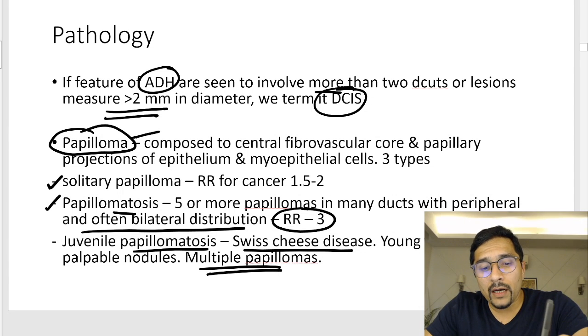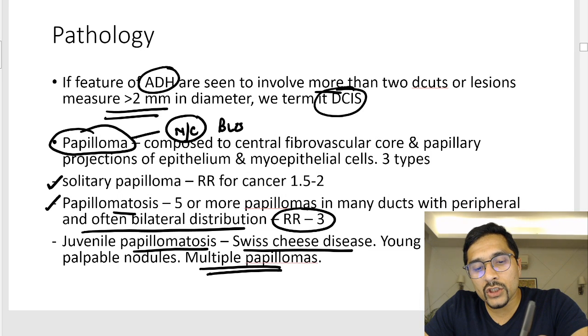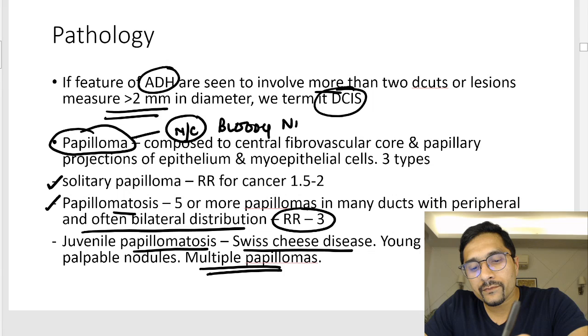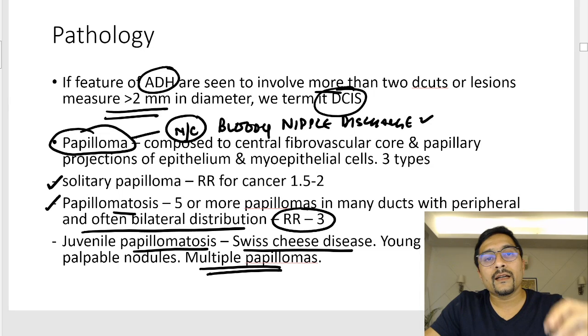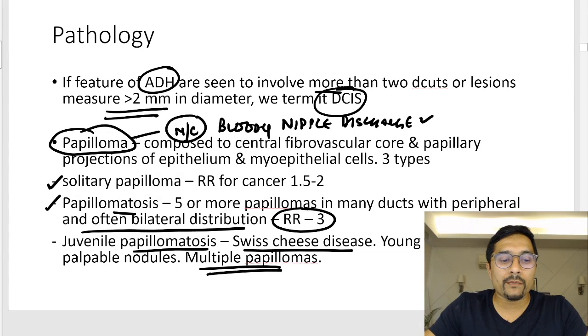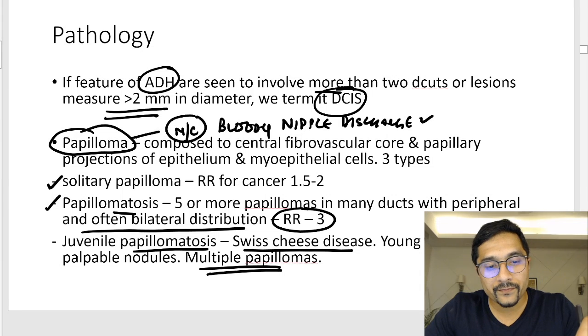Now, papilloma is the most common cause of bloody nipple discharge from a single duct. So, bloody nipple discharge from a single duct, it is a ductal papilloma, and we carry out a microdochectomy for these patients.